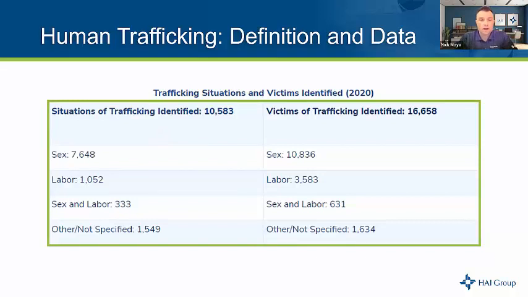Looking at more data in regards to trafficking situations and victims identified, this data was collected in 2020. Different situations of trafficking identified was just over 10,000 incidents. Over 7,000 included sex. Over 1,000 were in regards to labor. Sex and labor combined were just over 300, and other not specified were just over 1,500. Victims of trafficking identified, on the right-hand side of the screen, over 16,000 victims in 2020 alone. 10,000 of them were sex victims, 3,500 labor. Sex and labor combined was just over 600, and other not specified is just over 1,600. Again, these are trafficking situations and victims identified from national data in 2020 alone.